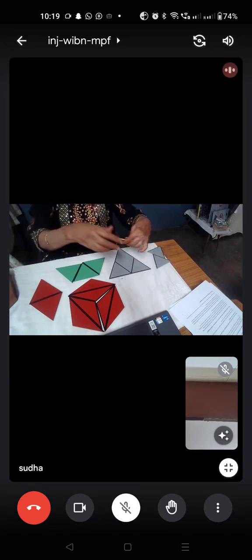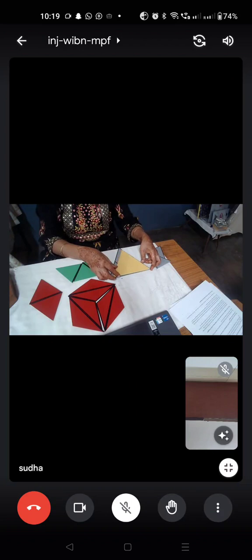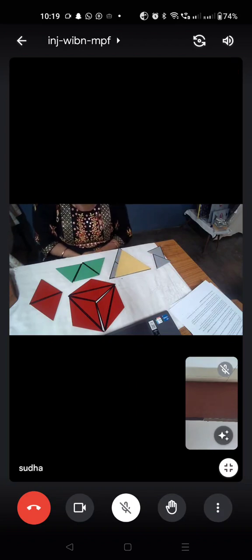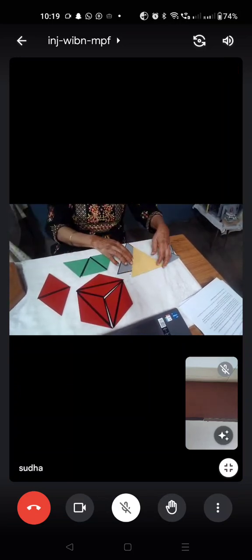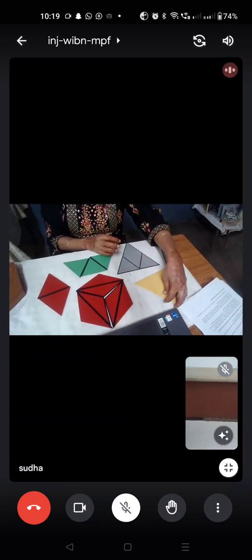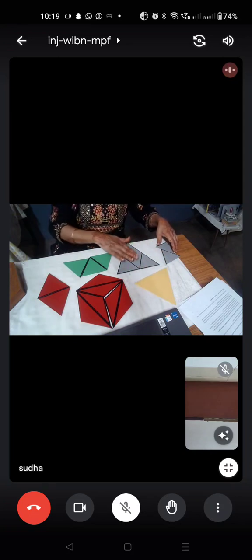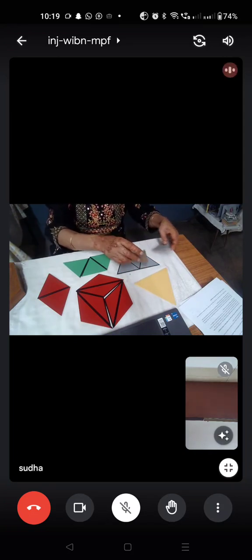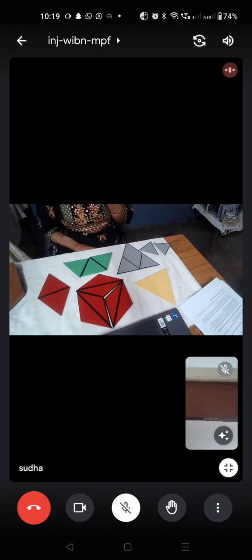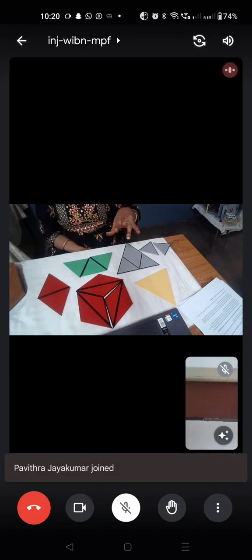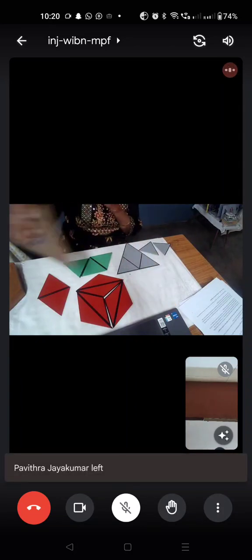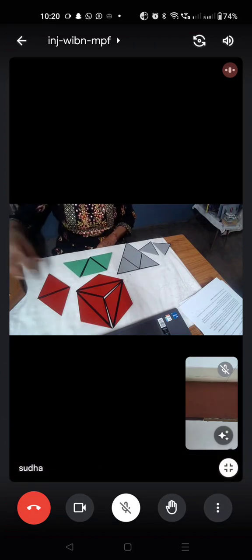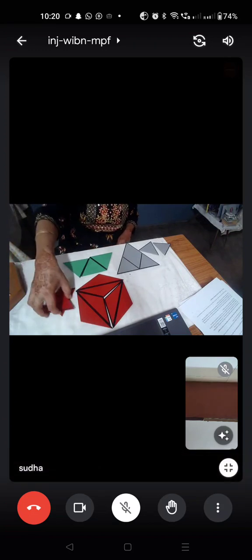Will it be the same? It is not the same. There is a gap. This is smaller than this hexagon. This hexagon is a little bigger than the triangle. The triangle is 3/4 the hexagon and half of that hexagon. So the child will get to know how these triangles are related to each other.